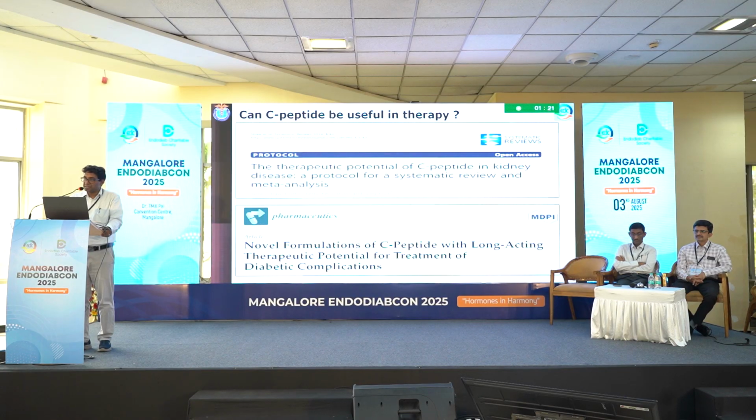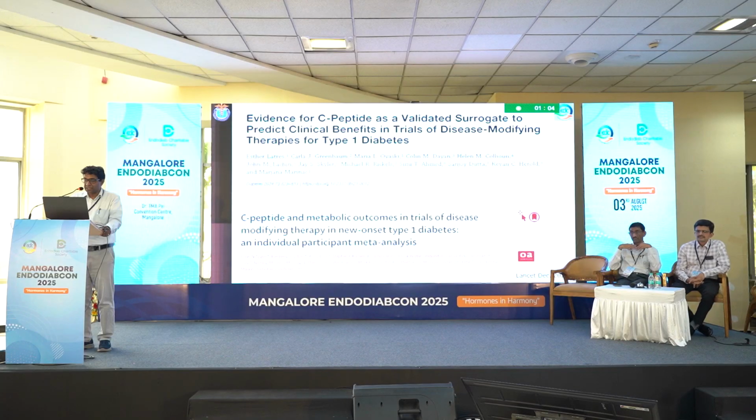Now, these are 2 studies done around 2014 and 15 where they have looked at the role of C-peptide as a form of therapy. However, because of the inherent problems with stability and long-term stability in the body, this has not been that popular, but there is research going on in this area as well. However, C-peptide has shown to be a strong marker as a validated surrogate in patients with type 1 diabetes, especially in trials of disease-modifying therapies.